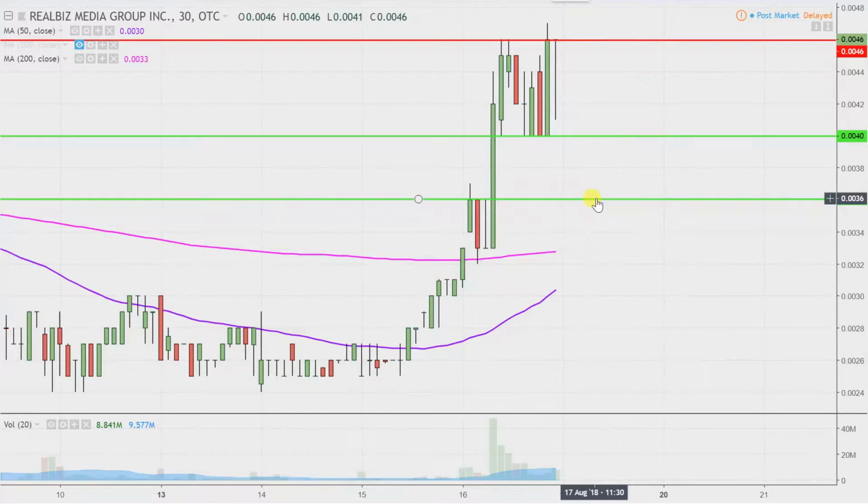So yeah, no doubt about it, nice move today. And now it's just a question of, can the bulls build upon this momentum going forward? We shall see.